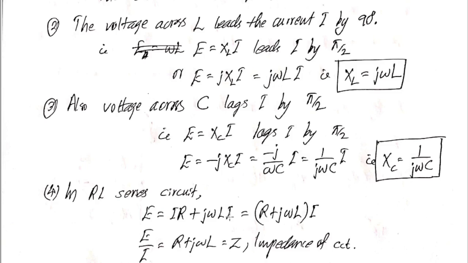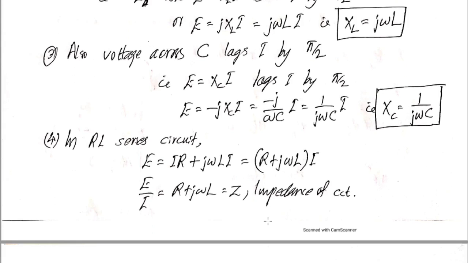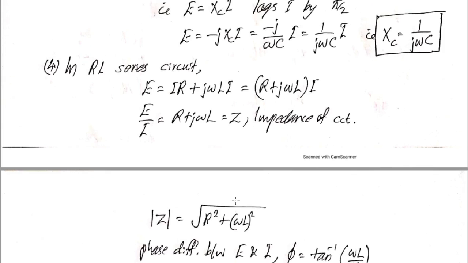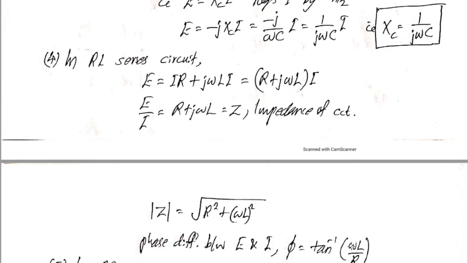So jωL into I. We can say (R + jωL) into I. So this R + jωL is the impedance of the LR circuit. It is called the impedance of the LR circuit. Magnitude of impedance is equal to root of R² + ω²L², and the phase difference φ is equal to tan inverse of imaginary part divided by real part, so ωL by R, as given by the previous explanation.